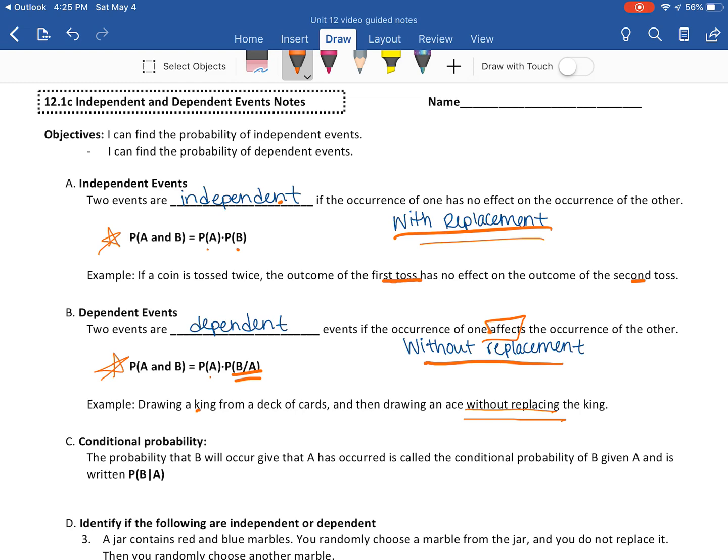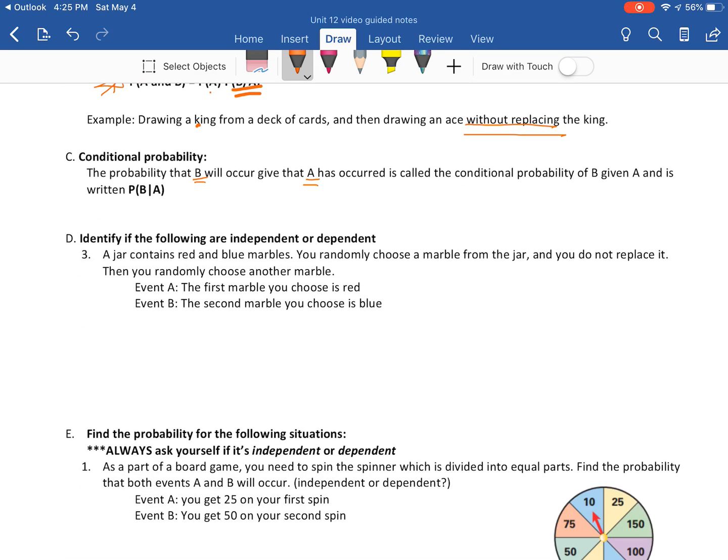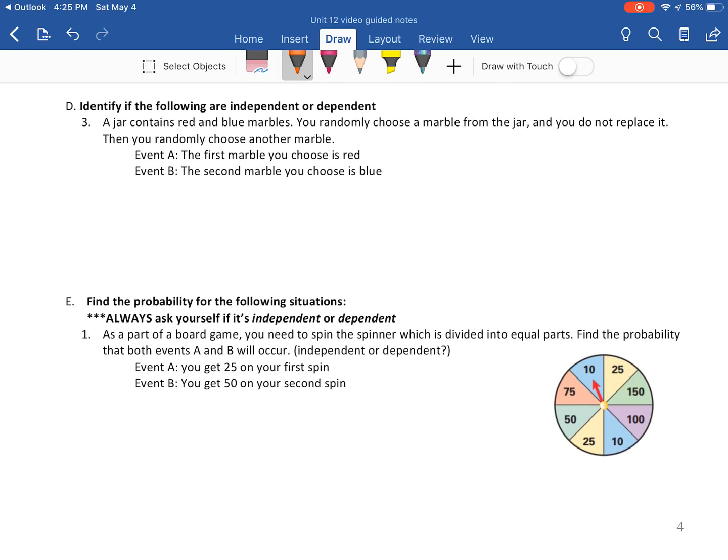Conditional probability is the probability that event B will occur given that A has already occurred. So let's look at a couple of examples using our new vocabulary to really figure out what all of this is talking about. Letter D, identify if the following are independent or dependent.